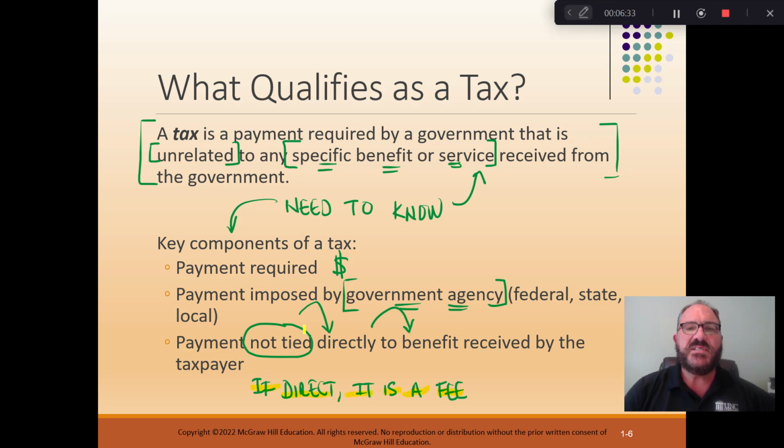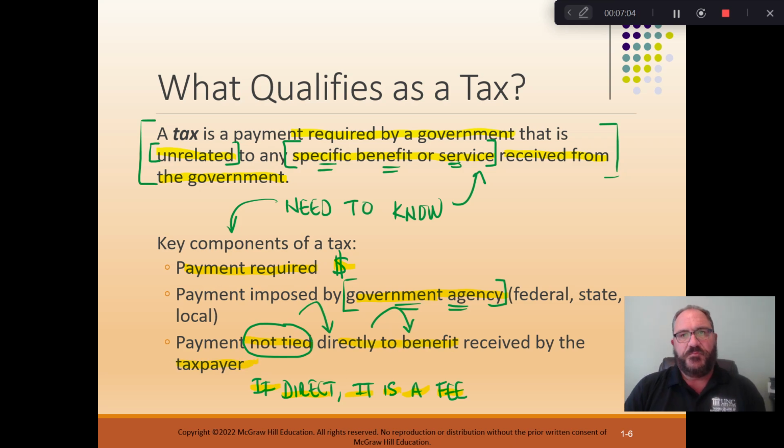So let's talk about what's a tax. It's a payment required by government, okay, required by government that is unrelated to a specific benefit or service received from the government, okay? So what that means is it's not tied directly to a specific benefit. It's general. So key components, a payment is required, got to be money, imposed by the government, some sort of government agency, could be federal or state, and it's not directly tied to the benefit received by the taxpayer.